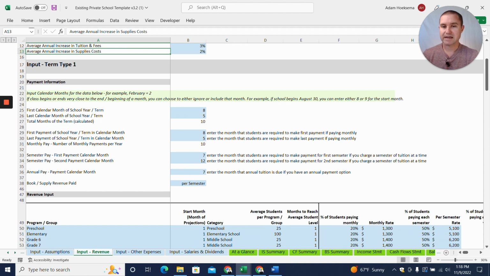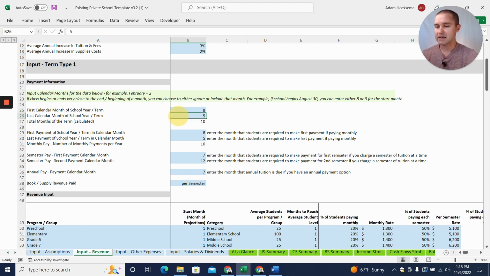All right, now we have to set up some of the timing assumptions for the school. So the first thing we need to do is say what month of the year the school starts. And so if we put month 8, that means that the school year will start in August, month 8 of the year. And the last calendar month of the school year, if it's May, that'd be month 5. And so that shows that, hey, we've got 10 months of school year here.